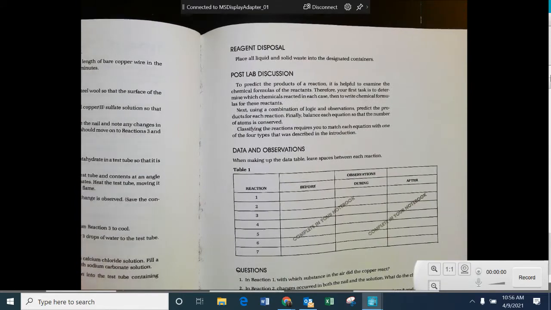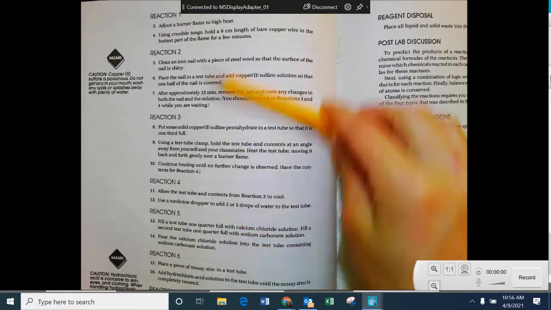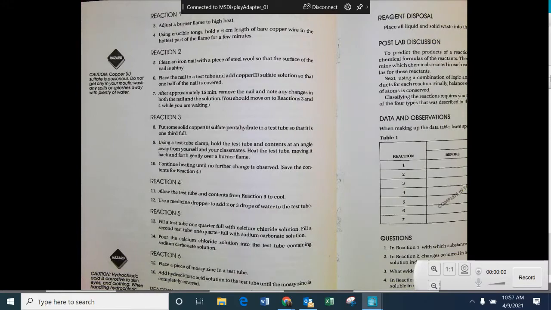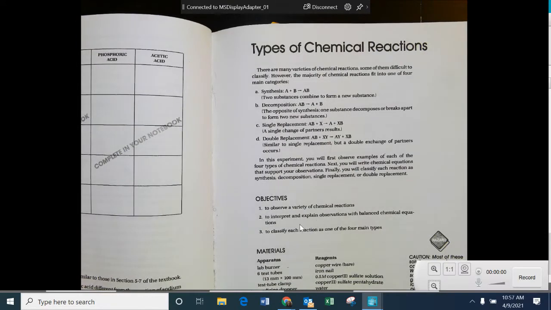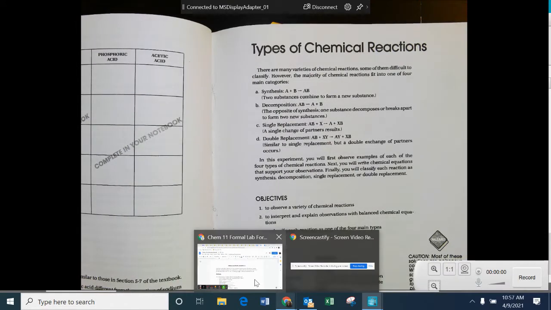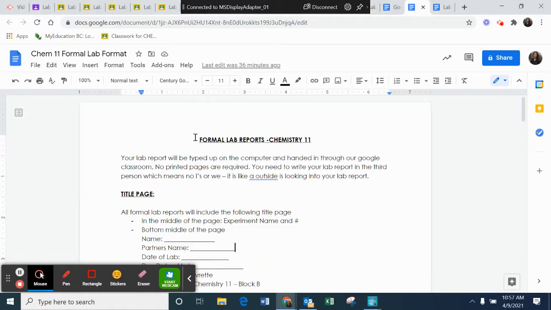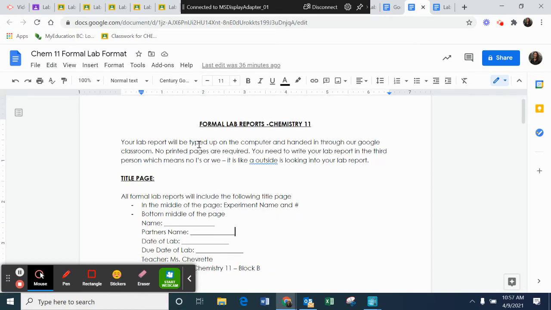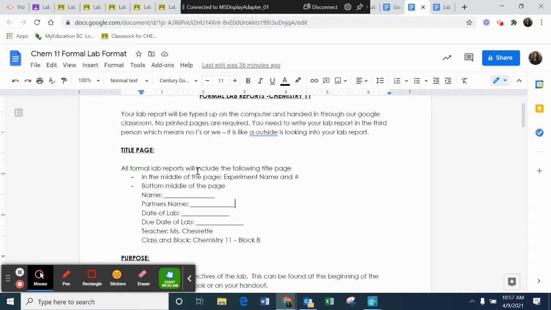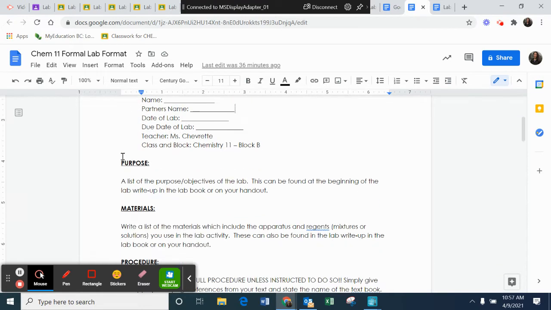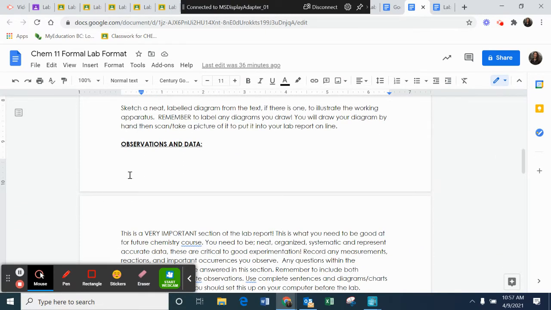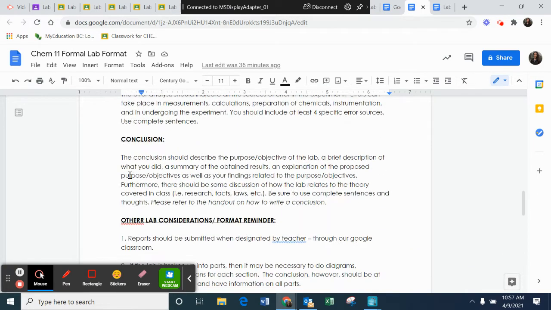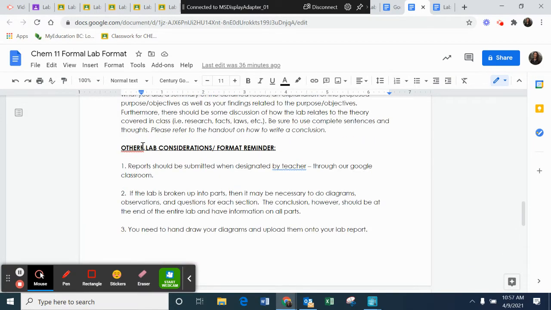And again, just make sure you're reading through the lab procedure. There are 7 different reactions, and I want you all to be familiar with what you're going to be doing when you come in on Monday. Okay, so I just want to run through the actual setup again. So you should all have this, formal lab reports and how to write one for Chemistry 11. So it's got your title page, your purpose, materials, procedure, diagram, and this kind of outlines everything that you need. It's got 2 R's there.